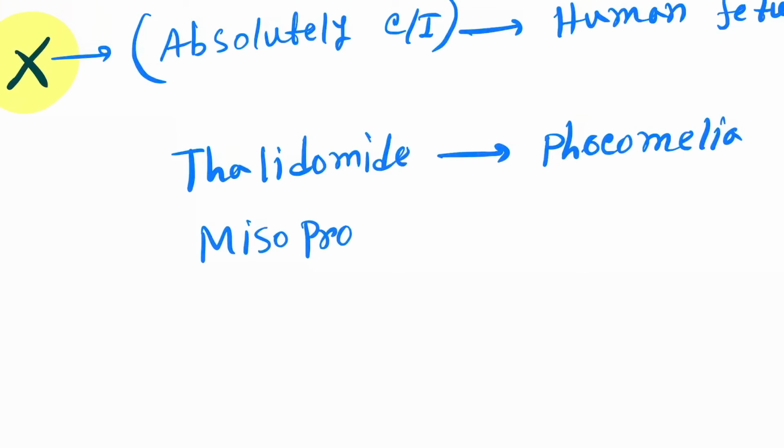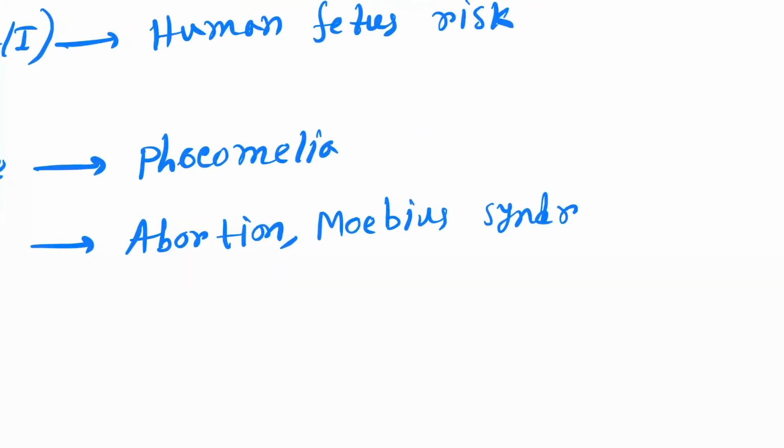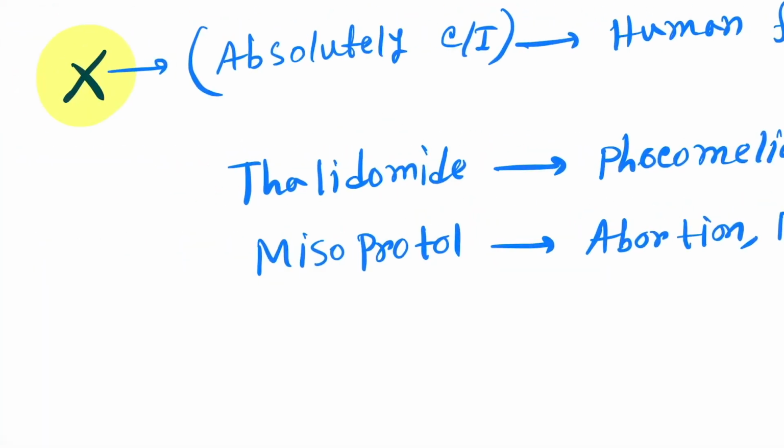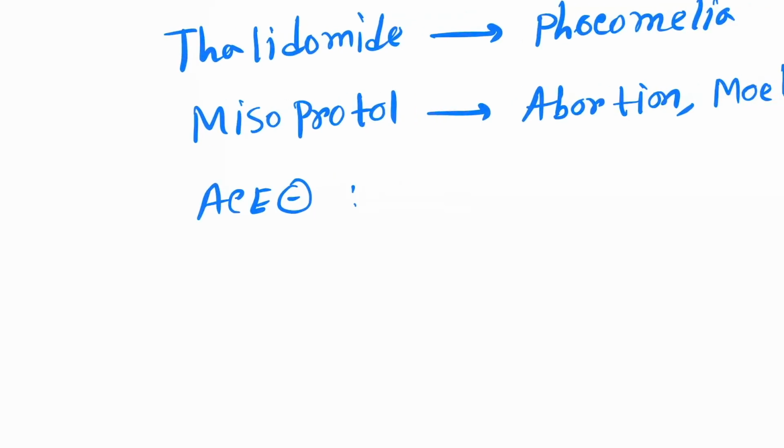Next is misoprostol, which causes abortion, and Moebius syndrome. And also the ACE inhibitors, the pril family, which causes bilateral renal agenesis.